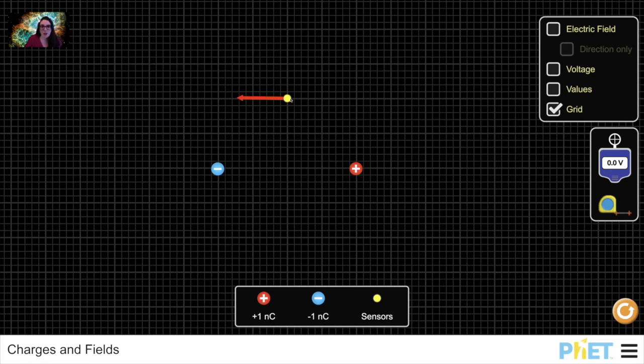What happens when I swap my charges? So they have a positive charge on the left of the origin and a negative charge on the right of the origin. What will be my electric field vector at some point along the y-axis directly between the two?